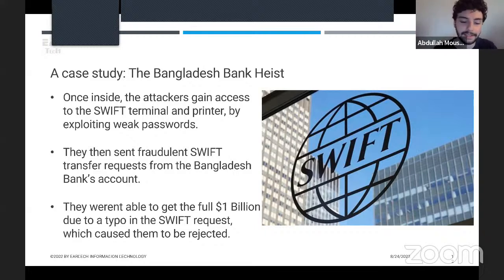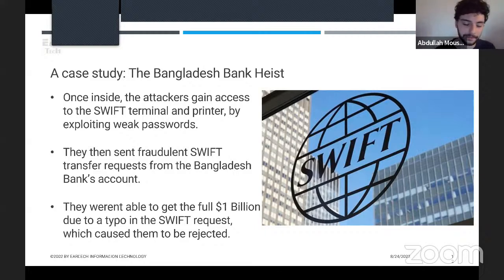After they gained access, they sent fraudulent Swift transfer requests from the Bangladesh bank's account to the New York Federal Reserve. Was it the Federal Reserve? I don't remember, but they sent those fake money transfers, and they weren't able to get the full $1 billion due to a typo in their Swift request, which caused it to be rejected.